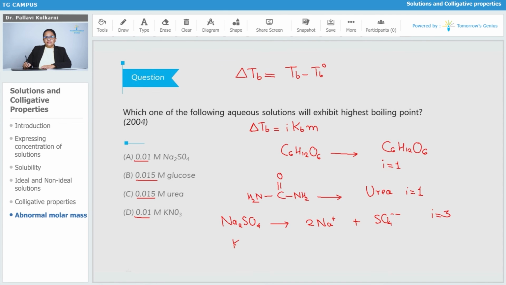On the contrary, KNO3, potassium nitrate, undergoes ionization to give K plus and nitrate ion NO3 minus. So the Van't Hoff factor is equal to 2 in this case. As the Van't Hoff factor for Na2SO4 is greater than KNO3, it will have a greater delta TB. Greater delta TB means it will have the highest boiling point. So option A is the correct answer for this question.